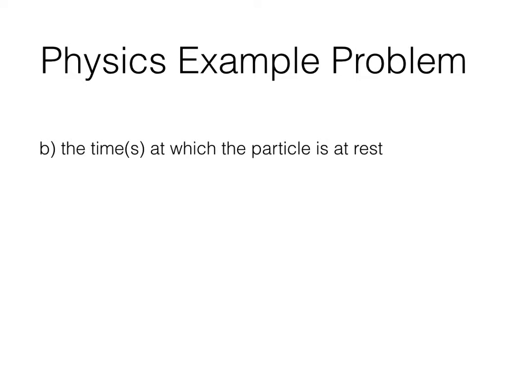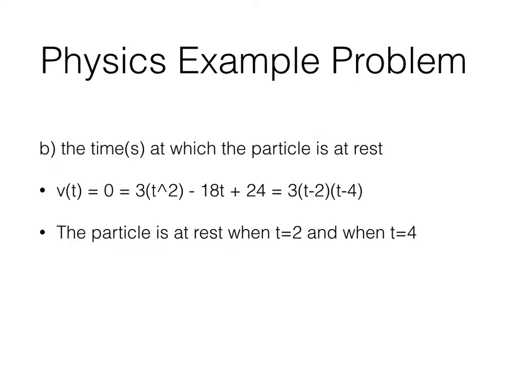Part B, the times at which the particle is at rest. Times at which the particle is at rest is when v of t equals 0. So we're going to set the velocity function equal to 0 and solve. We're going to factor out 3, and factor further to make it visually pleasing, and we're going to get 3 times t minus 2 times t minus 4, which means the particle is at rest when t equals 2 and t equals 4.